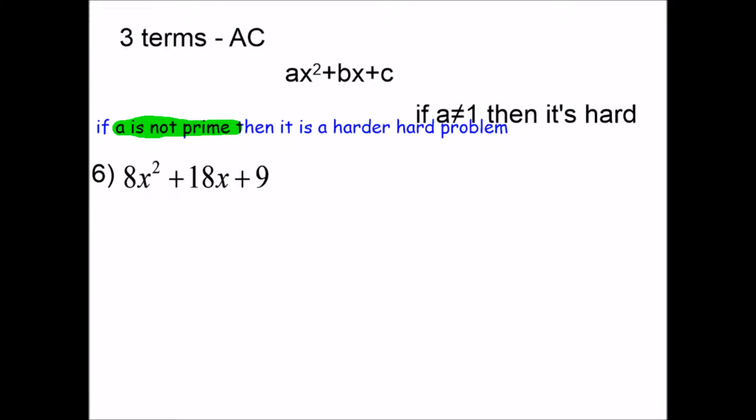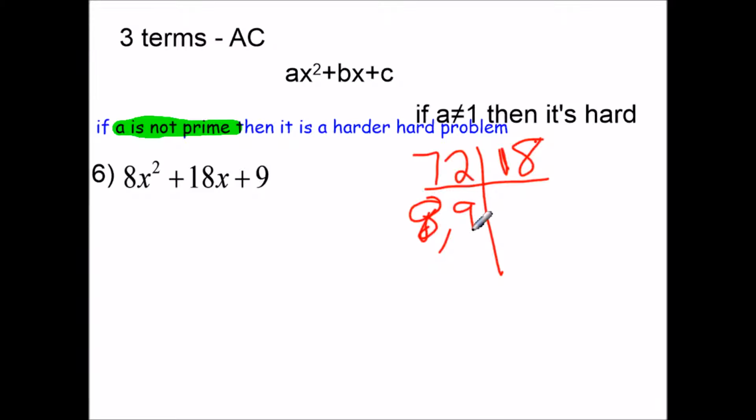I'm going to start out the same way. I'm going to multiply A times C, and I'm going to look for factors of 72 whose sum is 18. Okay, 8 and 9 don't work. 6 and 12. Okay, so the magic numbers are 6 and 12.